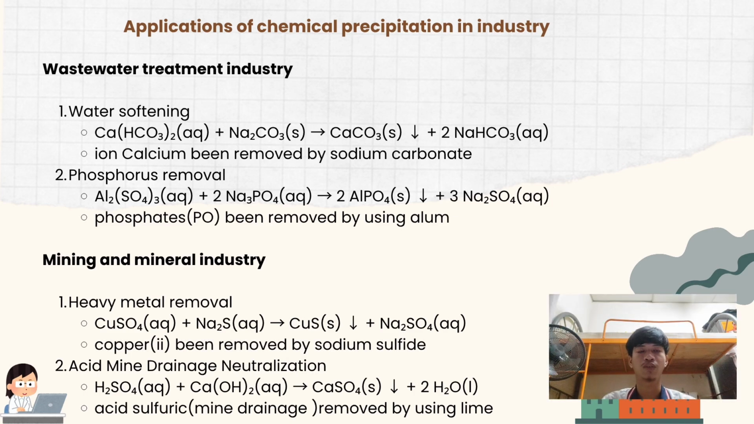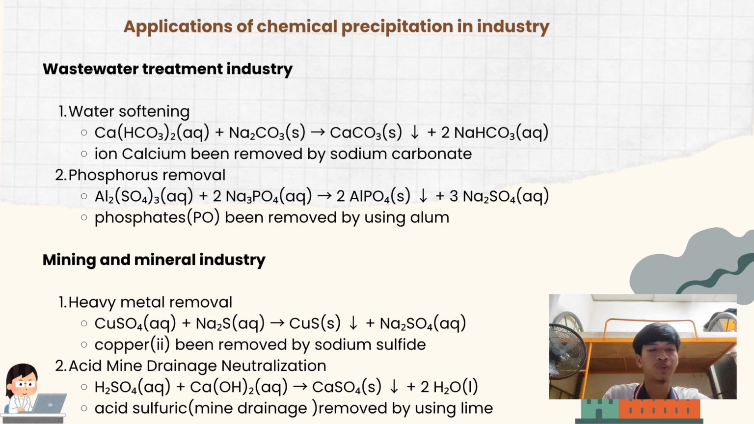Same case as water softening. In wastewater treatment, chemical precipitation is utilized to remove phosphorus or iron phosphate to prevent eutrophication, that can cause a massive bloom of algae that can kill organisms and fish in a water body.